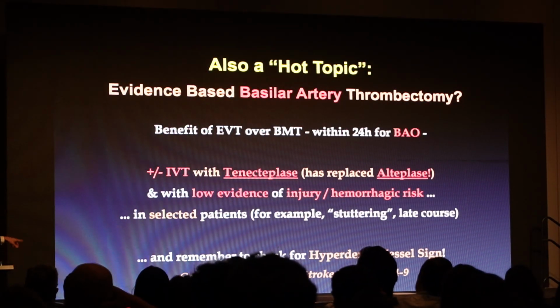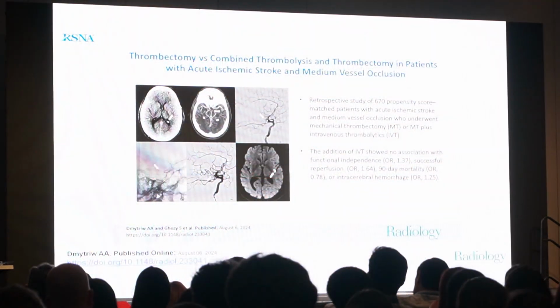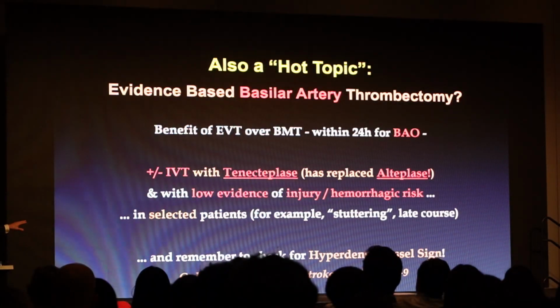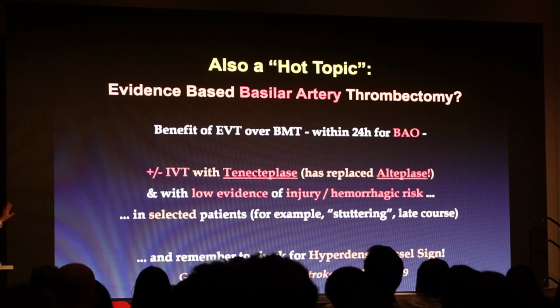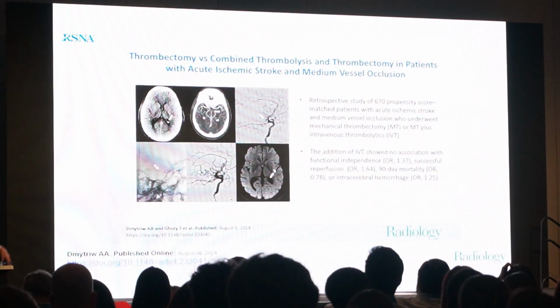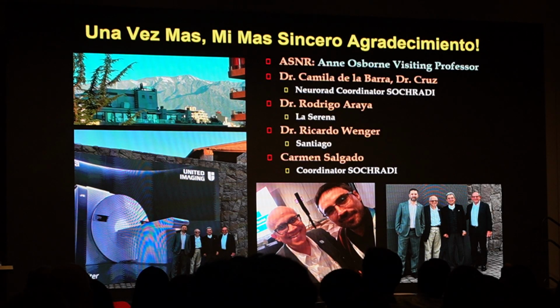And remember, always look at the basilar. Tenecteplase has replaced alteplase. And the jury is still out on whether you should do IVT without EVT. That's an open question both for basilar and for anterior circulation. So this is our flow chart, and thank you.